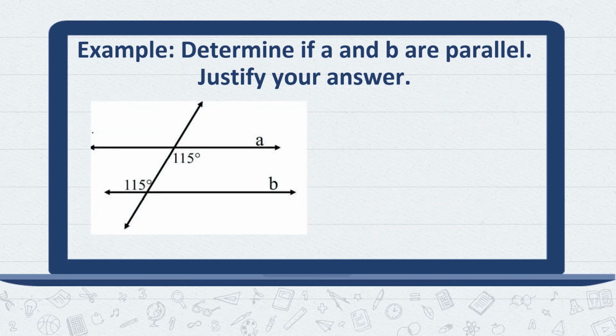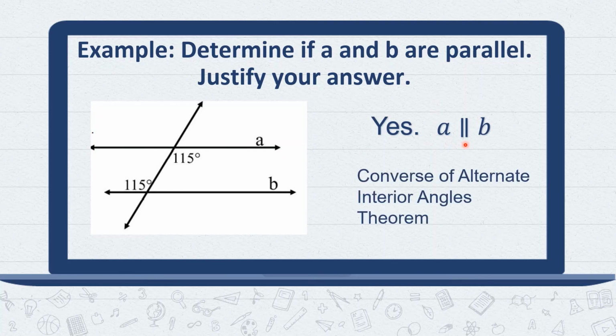Another figure, we have line A and line B with a transversal with the given measurements 115 degrees and another 115 degrees here. What can you say about the relation of these two angles? Yes, they are what we call alternate interior angles. And remember, if alternate interior angles are congruent, then we can say that line A is parallel to line B by the converse of the alternate interior angles theorem.